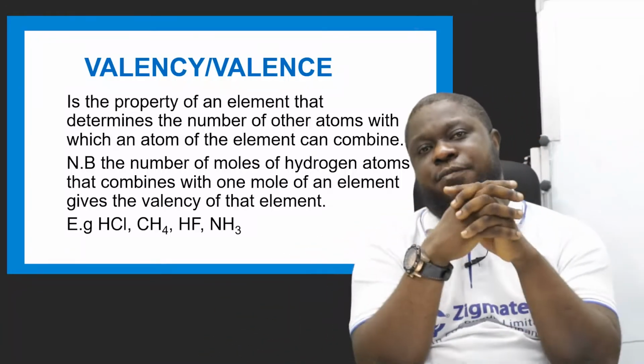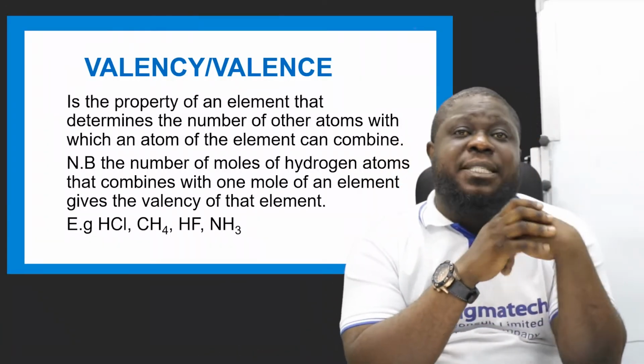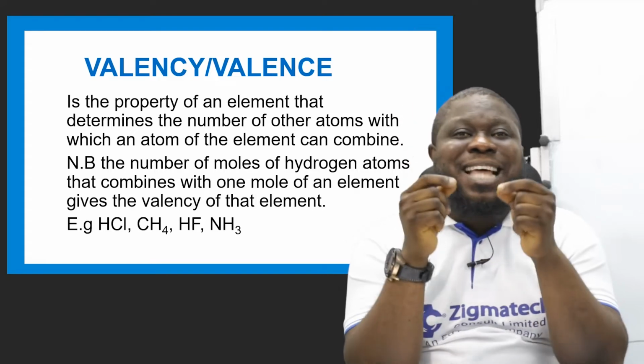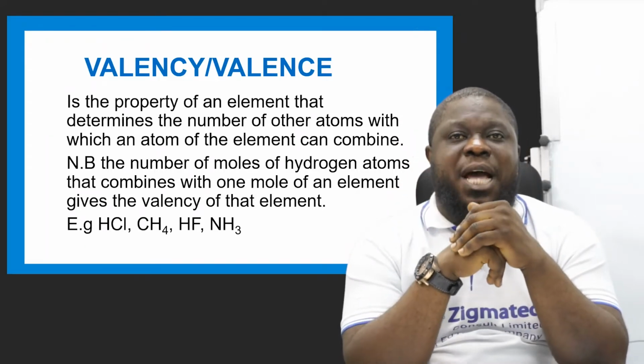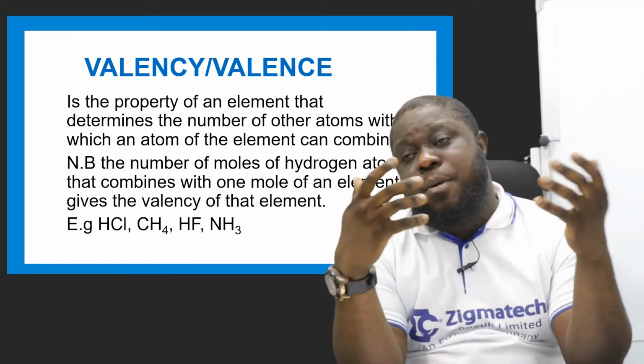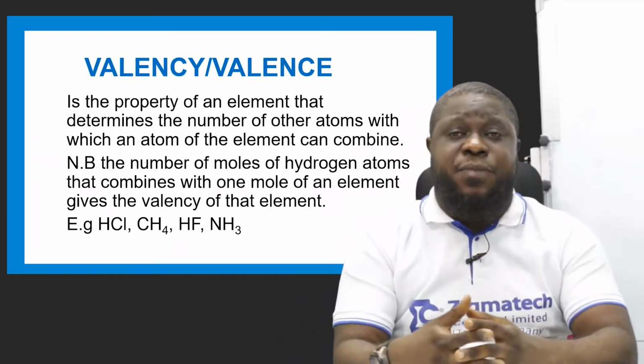Now, valency. After you have got this, you need to know what valency is. Valency is the property of an element that determines the number of other atoms with which an atom of the element can combine. In essence, it talks about the combining power of elements.